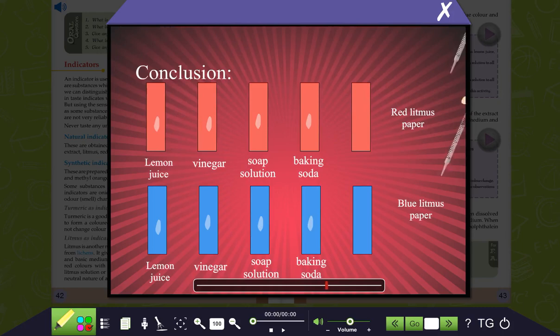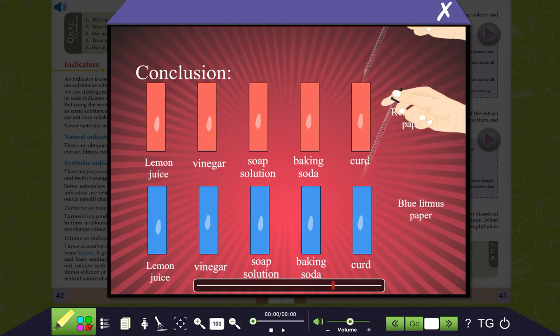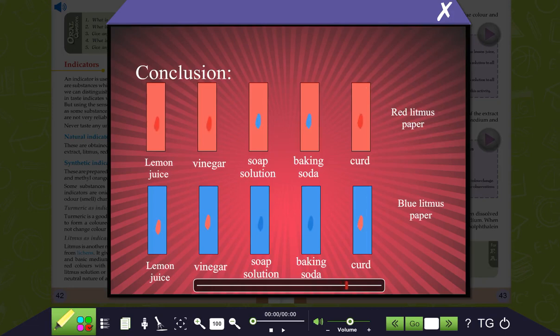Put a drop of these solutions on blue litmus paper or alternatively add a drop of blue litmus solution to all the test tubes. Record your observations of color changes in the table. Also write your conclusion from this activity.